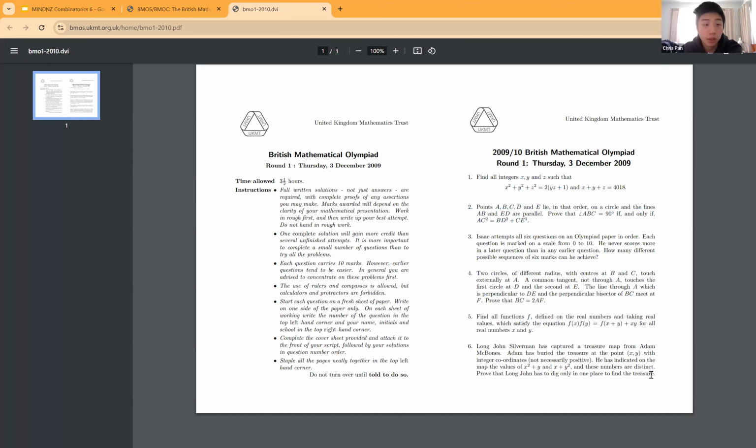So okay, let's have a look at this problem here. Isaac attempts all 6 questions on an Olympiad paper in order. Each question is marked on a scale from 0 to 10. He never scores more in a later question than in any earlier question. How many different possible sequences of 6 marks can he achieve?